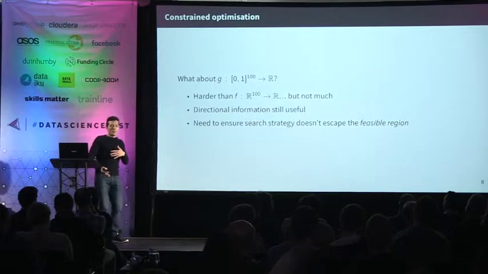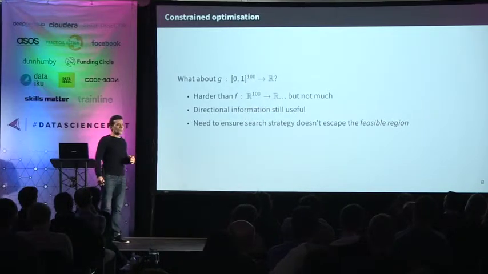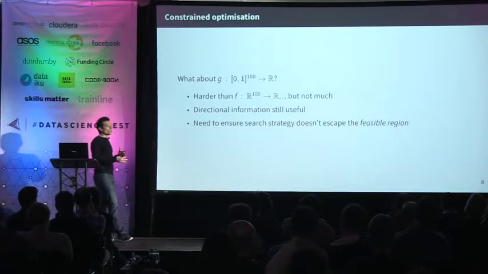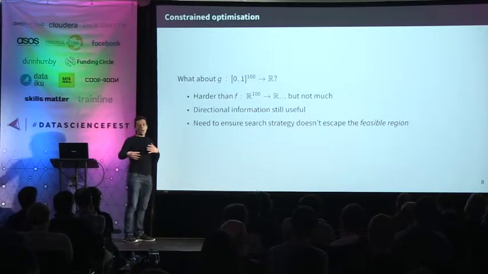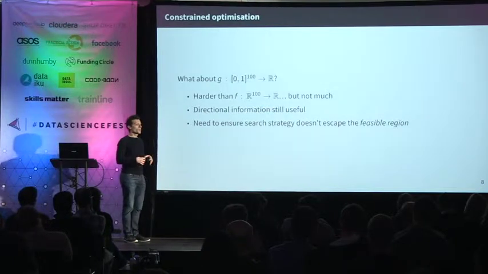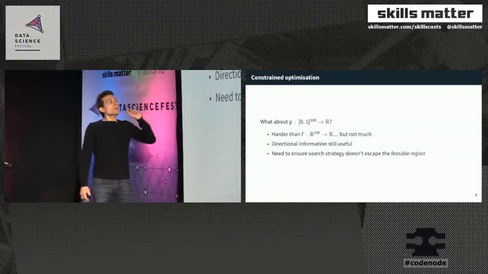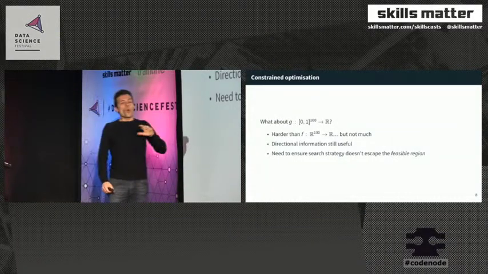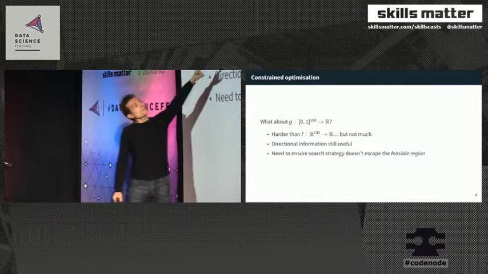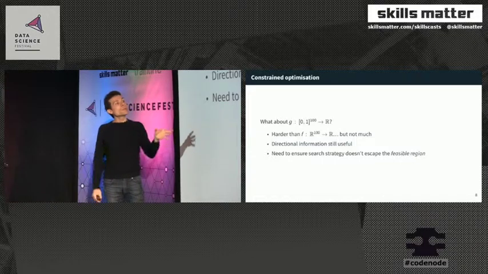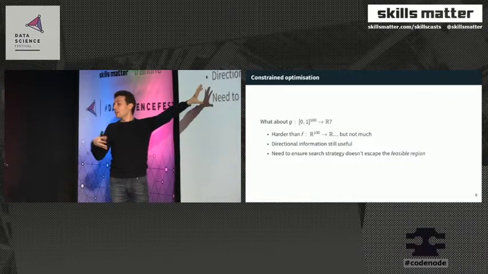So that was F. We talked about F, which was the continuous one. We talked about H, which was the combinatorial one, the very hard one. What about G, which is constrained? So you're not allowed to search everywhere. You can only search in between 0 and 1 for 100 parameters. It's a bit harder, so it's in between if you want, but not that much, because since it's continuous, at least in some restricted, bounded interval, you can still compute derivatives in there. You can still use them to guide your search.